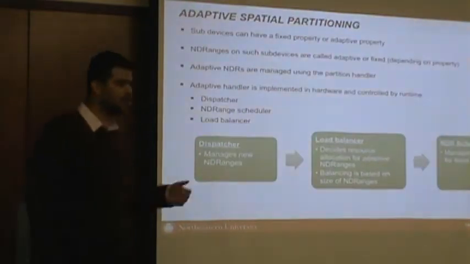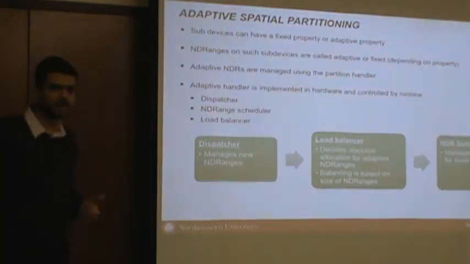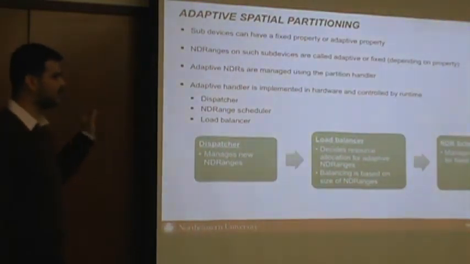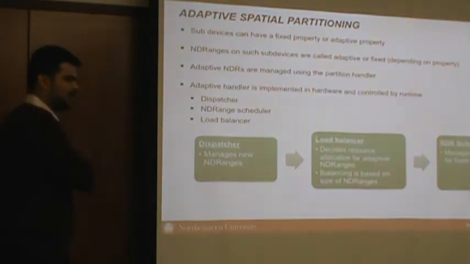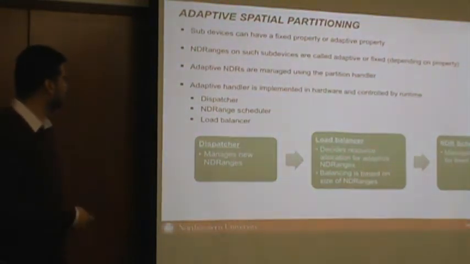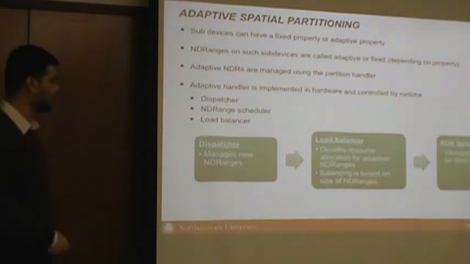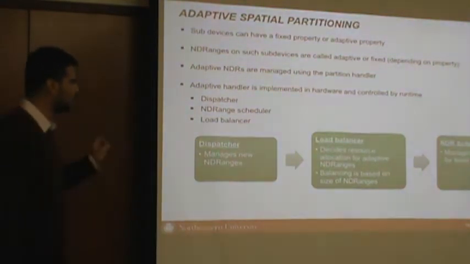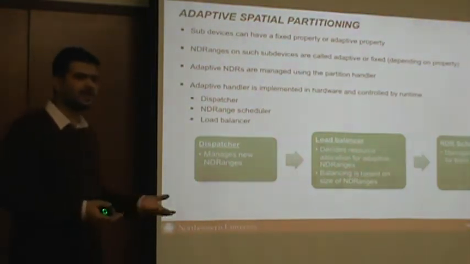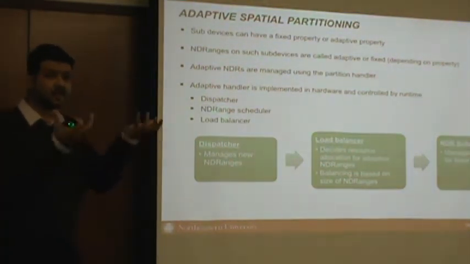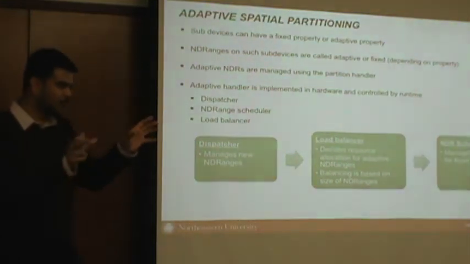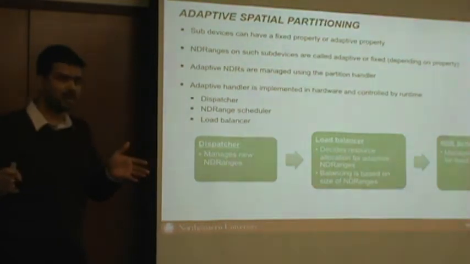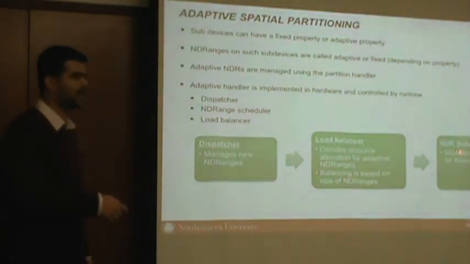So that brings us to one of our important contributions, that's adaptive spatial partitioning of the GPU. What we do is that we assign two properties to the sub-device. One is fixed, one is adaptive. The ND range of the kernel on the sub-device which has adaptive properties is called adaptive ND range, the other one is the fixed ND range. The adaptive ND ranges are managed using a partitioning handler, which has three stages. The dispatcher manages the new ND ranges which are coming to the GPU. Those are sent to the load balancer, which detects if there are multiple adaptive ND ranges. It looks at their size, compares their size, and then with a ratio forms the perfect partitioning of the GPU that can be done. Once that is decided, it starts scheduling the GPU.